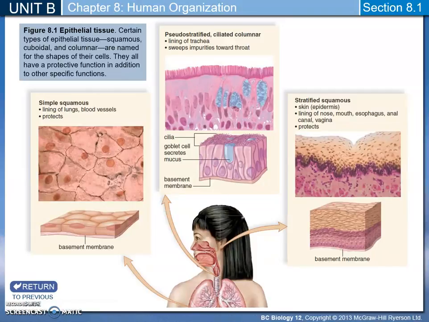Here then are some diagrams of the different types. On the left we have the simple squamous, and you can see the basement membrane. Each of the cells is in contact with the basement membrane. Then we have the pseudostratified, and you can see that in actual fact, each of the cells does come in contact with the basement membrane.